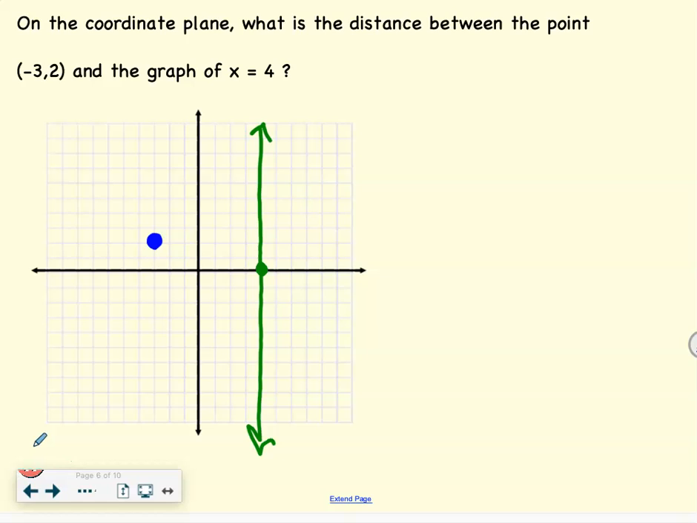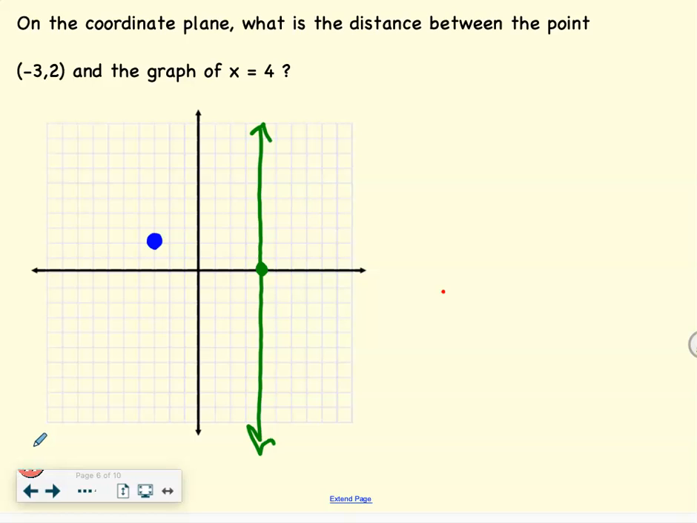So I need to find the distance from this point to this line. Can't I just count? 7. No, because there are lines to go through. Would this be the perpendicular distance from this point to that line? Yes, it should be. That's just a straight line. Yeah, 7. So we can just count. 3, 4, 5, 6, 7.